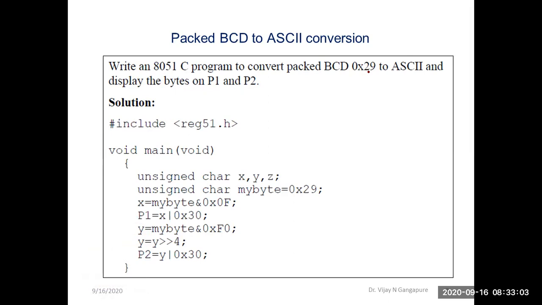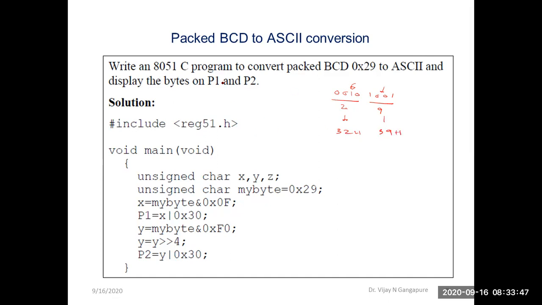2 means 0010 BCD number, 9 means 1001, because this is hex. If we convert this hex to binary, then I get 00101001. This is the BCD representation of 2 and this is the BCD representation of 9. We have to convert these two BCD numbers to their ASCII codes, that is ASCII code of 2 is 32H and ASCII code of 9 is 39H. That is the objective for which the program is written.